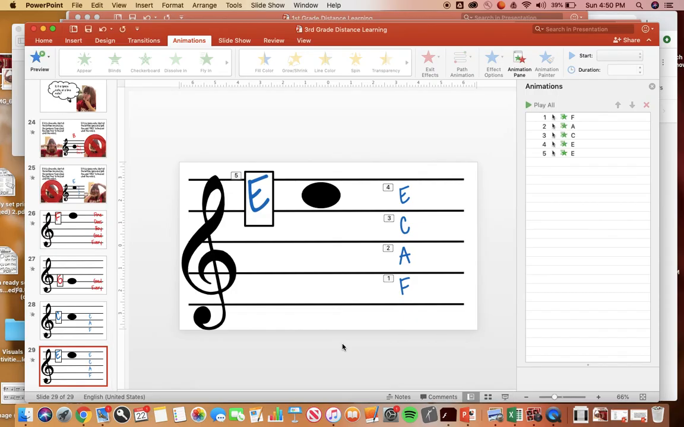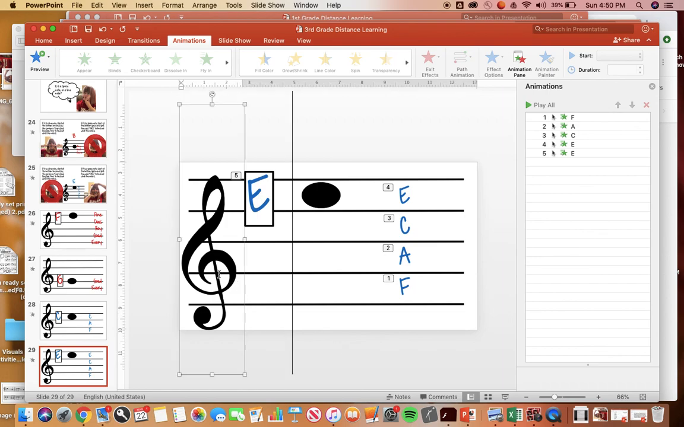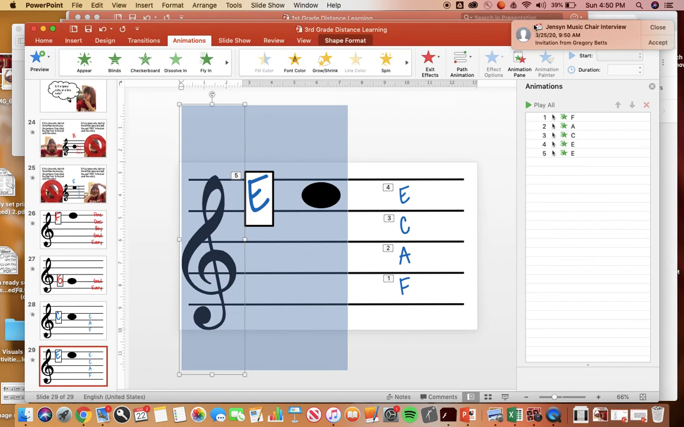All right, third grade. Next week, we will do some more practicing with the treble clef, lines, and spaces. By the way, I forgot to mention, when I talk about the treble clef, that's what this symbol right here is. The symbol is called a treble clef.